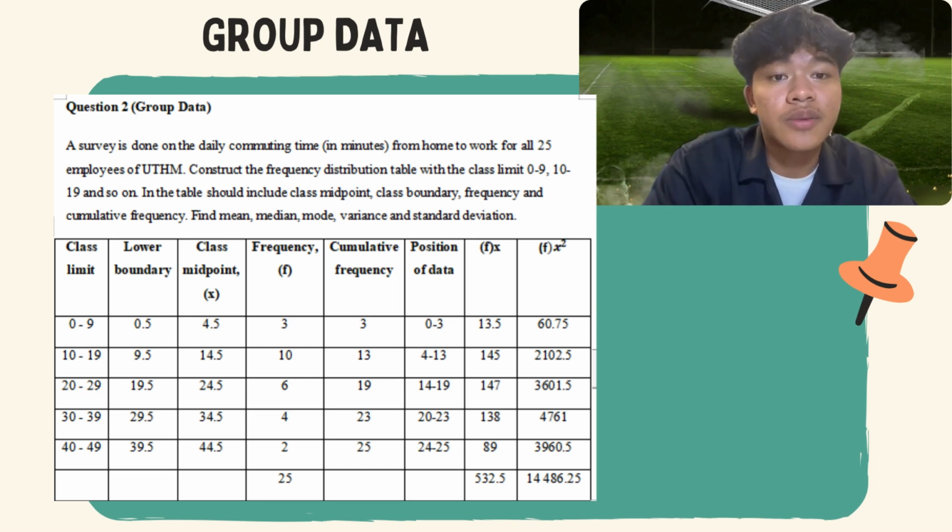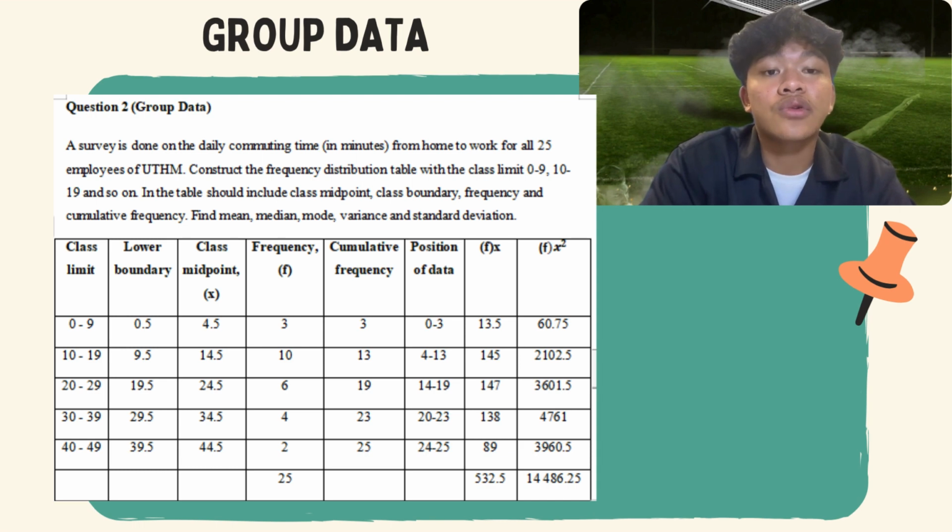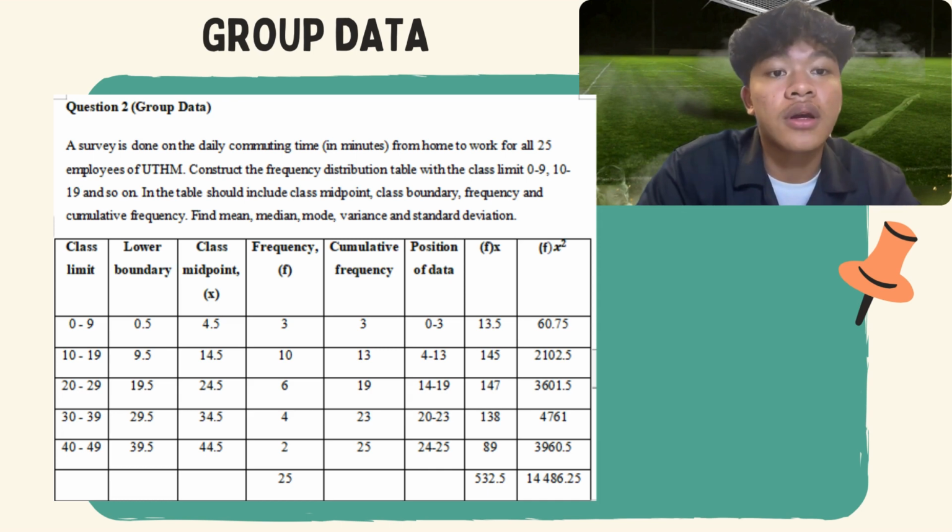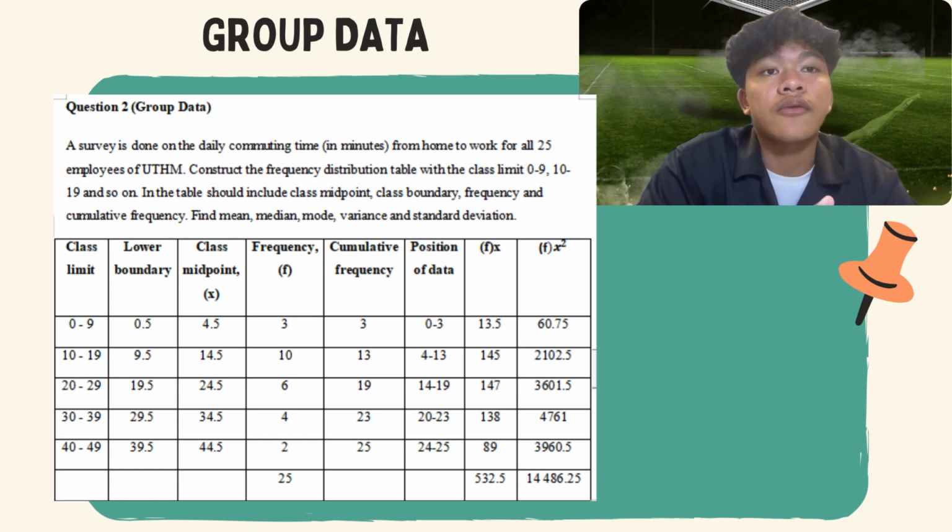Alright, let's look at the table given. The class limit, as we all know, is from 0 to 9, 10 to 19, 20 to 29, 30 to 39, 40 to 49. The lower boundary, we get it from the lower class limit, and we minus it with 0.5. The class midpoint, we get it from the lower class plus the upper class from the class limit, and we divide it by 2.